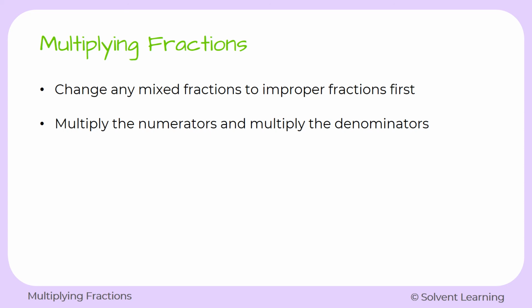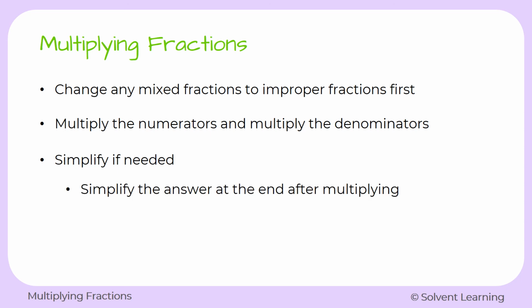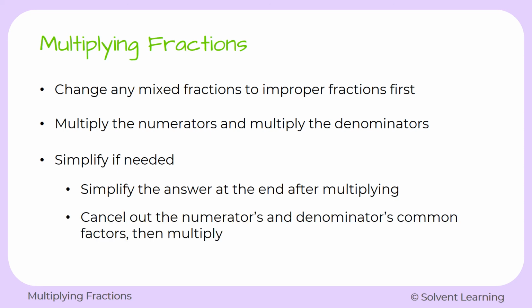Just multiply across. If the fractions need to be simplified, we can either simplify the answer at the end after we're done multiplying, which we saw with the first example, or the second way was to factor every part of each fraction and cancel out any common factors that we see in the numerator and denominator, and then multiply to see what our final answer will be. So you have two different strategies that you can use when multiplying fractions.